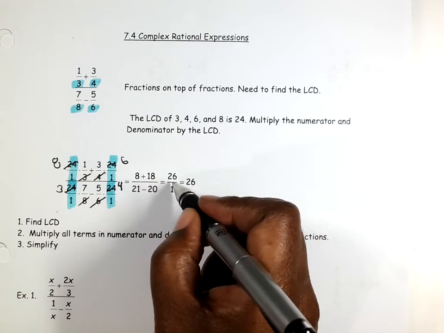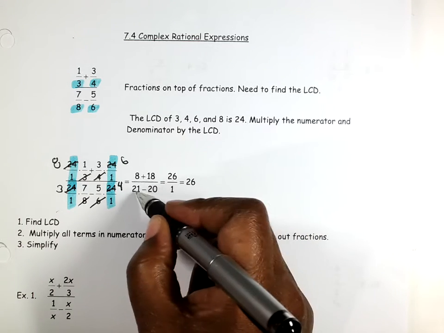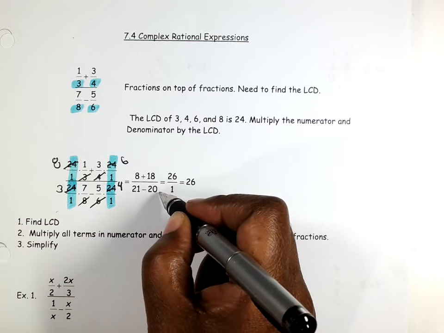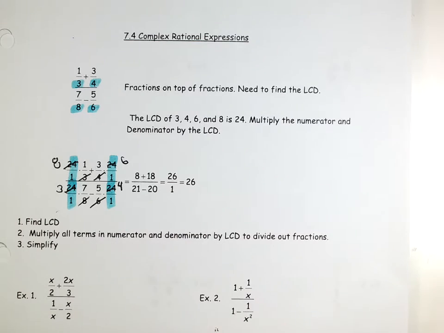Now I can just combine them. 8 plus 18 is 26. 21 minus 20 is 1. So this whole thing just simplifies to 26. So that's what we have to do. We have to look at each denominator, find out what our LCD is, and then multiply that LCD by every single term on the top and the bottom. Whether it's a fraction or not, we still have to multiply it through.